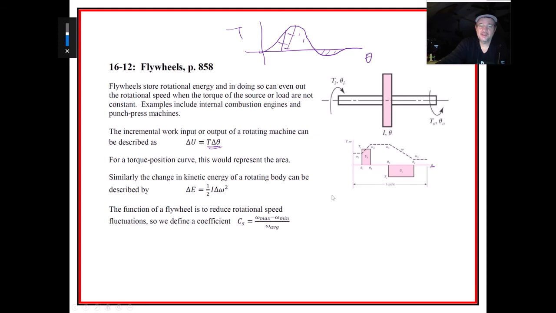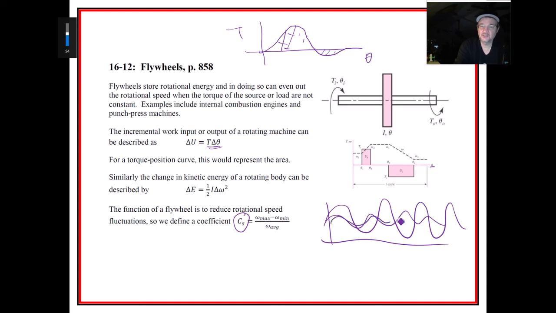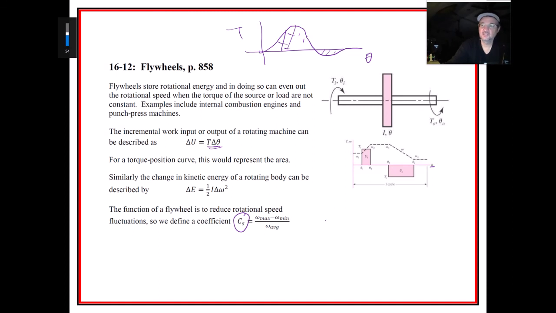The method by which they do this in Shigley, or in other books too, every time this topic comes up for flywheels, is a coefficient that we use to describe the smoothness of the rotation, where it's the maximum minus the minimum divided by the average, right? So if you're fluctuating, we try to categorize how bad is it? Is it like this, boom, boom, boom, or is it smooth? We want some type of categorization of that.